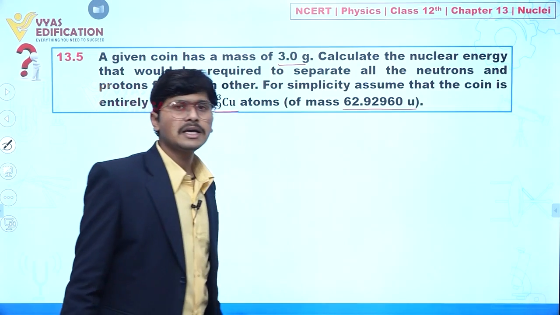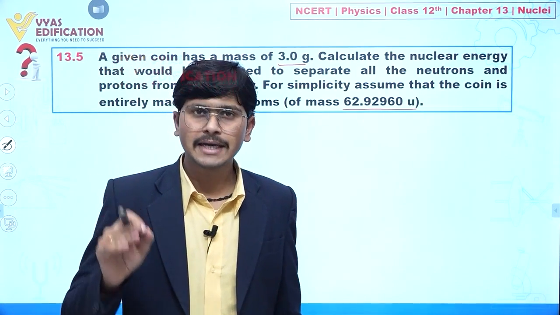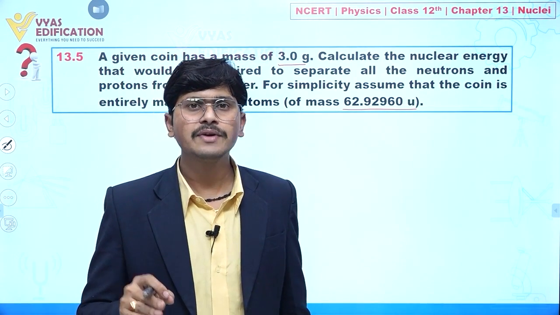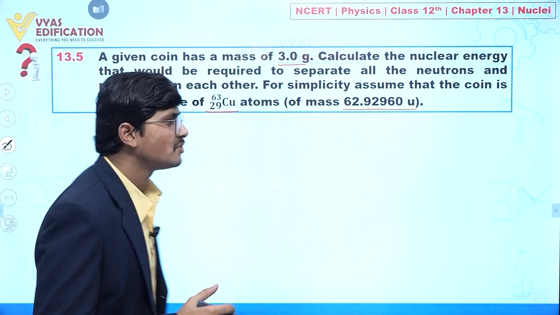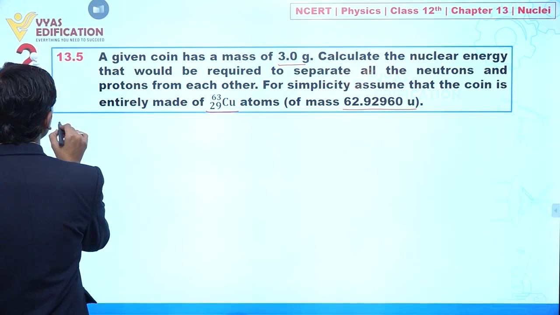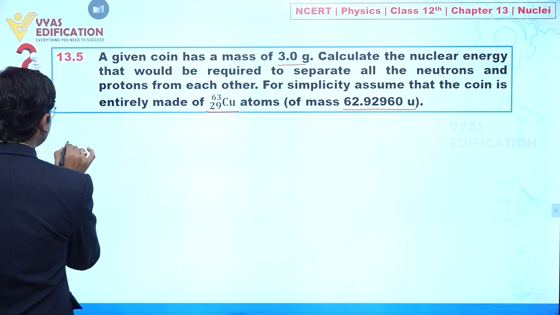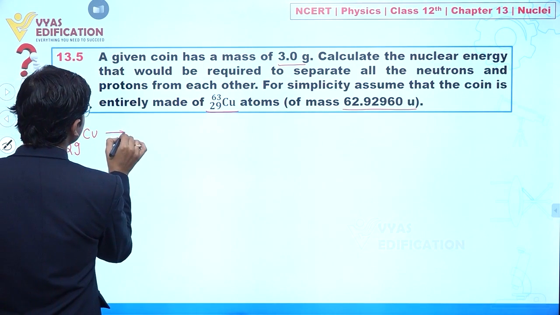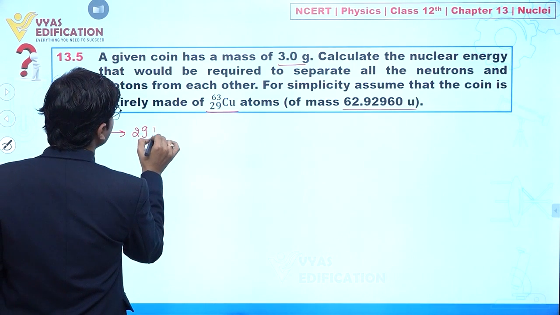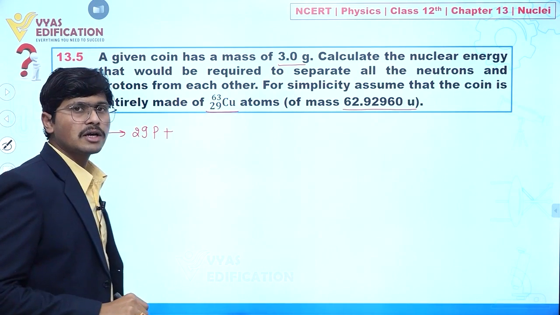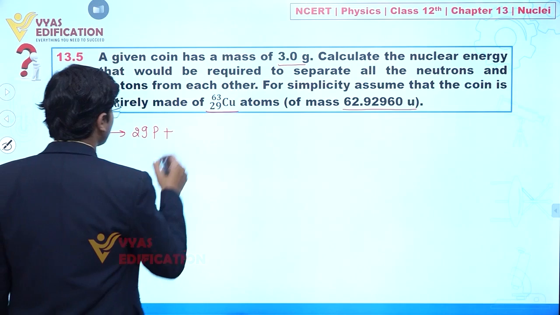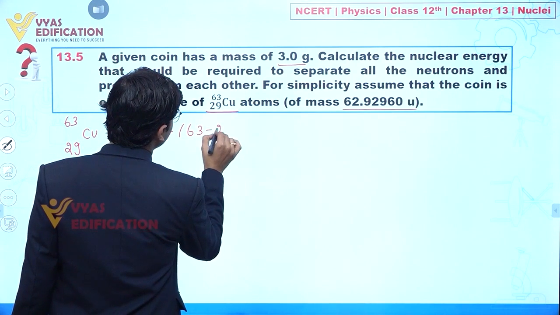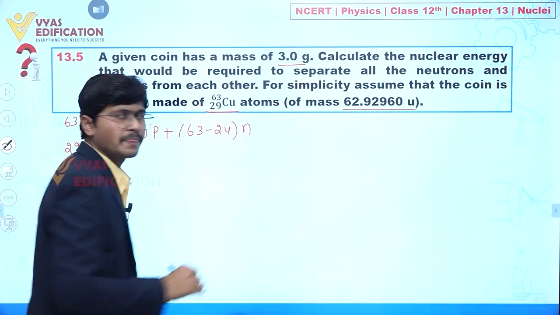Clear? So definitely the first objective is to find binding energy, and for binding energy we need the mass defect, clear. So directly you can write like this. First of all, 29 copper 63, the number of protons in copper we have is 29 protons, plus if we are talking about 63 minus 29, this is the number of neutrons, clear.